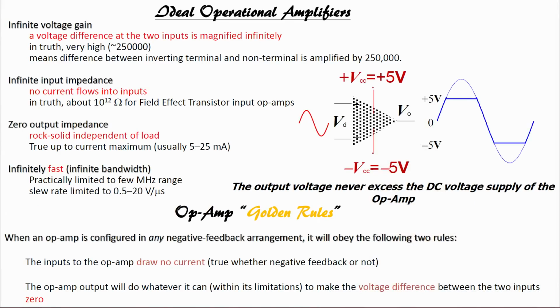Then we have seen the ideal op amp, and the ideal op amp has a few characteristics such as infinite voltage gain, infinite input impedance, 0 output impedance, infinitely fast. Of course, the op amp has two golden rules, we have discussed those golden rules. First is that the input to the op amp draws no current, and second is the output will do whatever it can to make the voltage difference between the two inputs 0. These are the two golden rules.